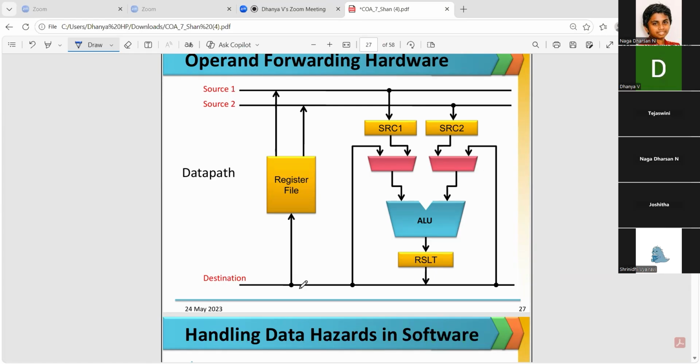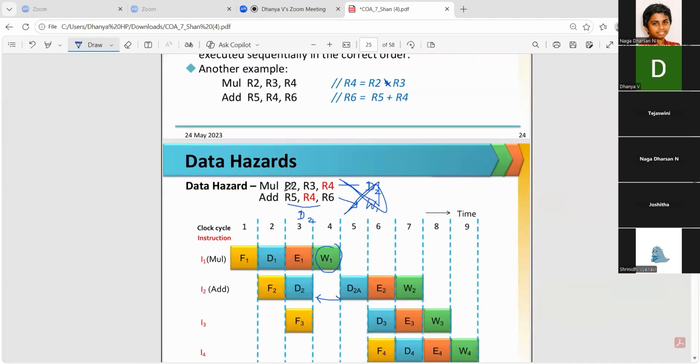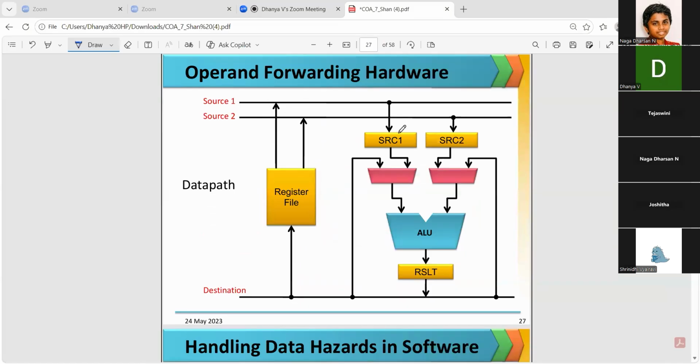This is the entire structure of the whole hardware. Usually you have the two statements, right? If you see here, multiply R2, R3, R4, so these two get multiplied and sent to R4. That is your register file. Then this R5 and R4 get added and sent to R6. So usually when there are two sources, first you get multiplied and sent to the ALU. ALU multiplies and the result goes to the register file, which is R4. Okay, so this is how it usually happens.